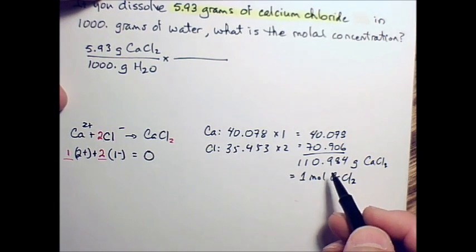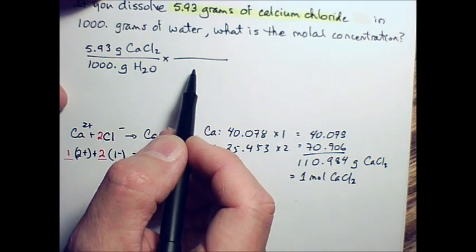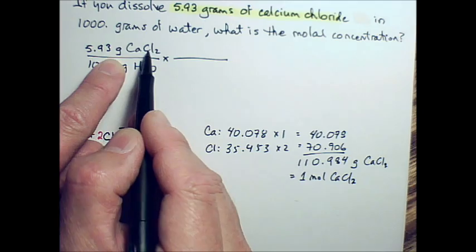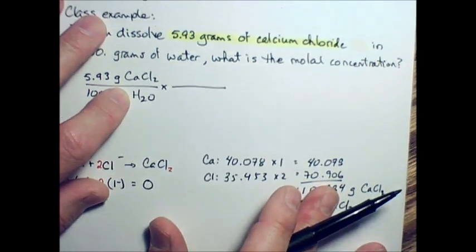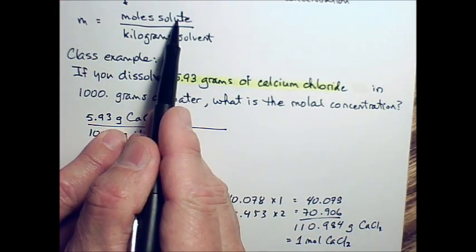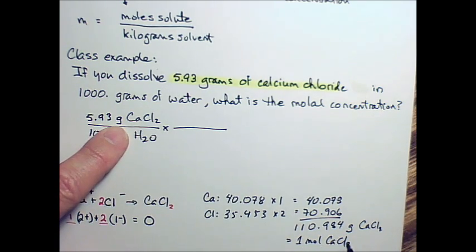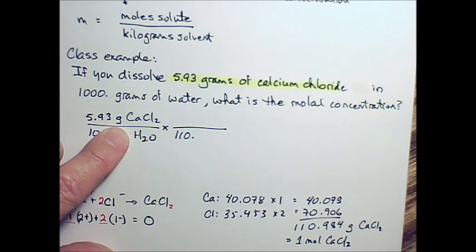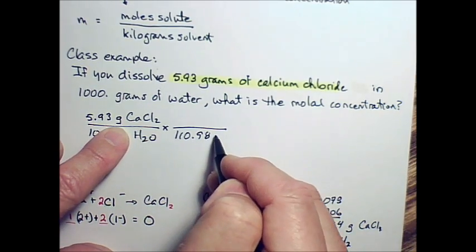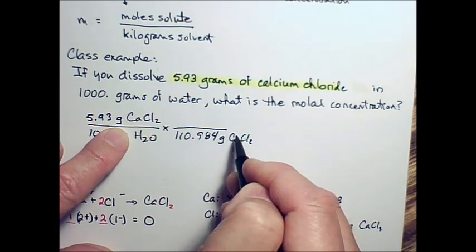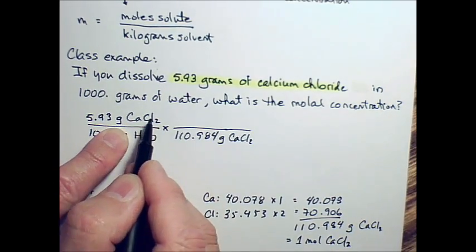The equality statement is what we use to build the conversion unit we need right here. We want to be able to get rid of the grams of calcium chloride we're starting with and change that into moles of that solute, calcium chloride. And this is how we're going to do it with this equality statement. We're going to take the 110.984 grams of calcium chloride and put it on the bottom. We're putting this number on the bottom because the units and species, grams and calcium chloride, match the units and species here.